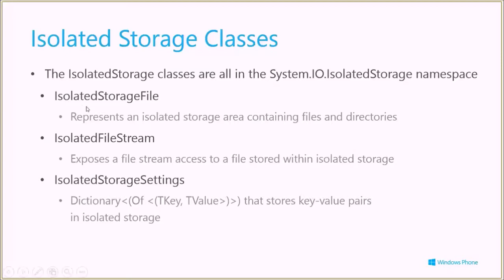You can create an object that refers to the class IsolatedStorageFile, which represents an isolated storage area containing the files and directories. Another one is the IsolatedStorageFileStream, which exposes a file stream to access a file stored in the isolated storage. Or you have a dictionary that has a key and a value, so you can store key value pairs in your isolated storage, for example a username and the username value, or a password and the value of the password. These are the things that you can leverage in the isolated storage classes.